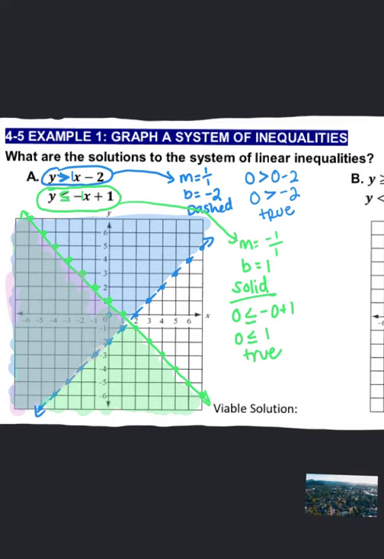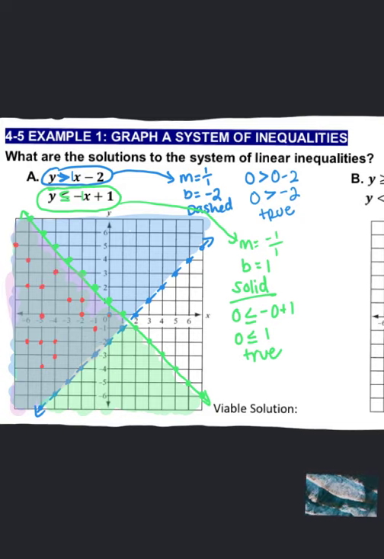Okay, so then one last thing. It may ask you on a test, quiz, homework, whatever, for a viable solution to the system. So a viable solution is any solution that falls within the overlapped region. So for instance, 0, 0 would because it's in the overlapped region. -1, -1 would work. -3, 1 would work. -2, 1 would work. -2, 0 would work. All of these points inside of here are all viable solutions.